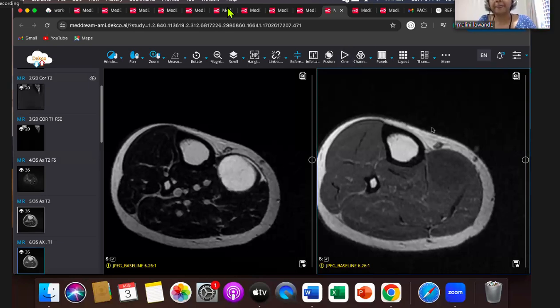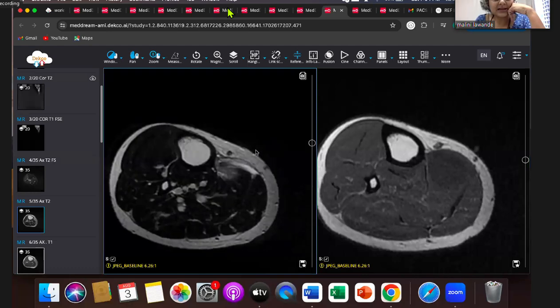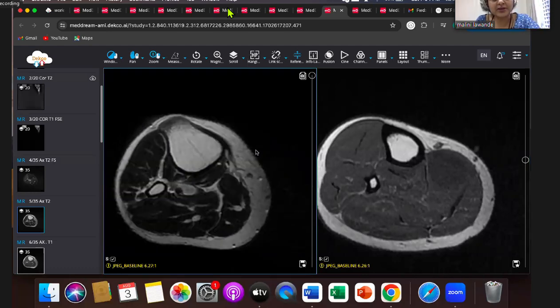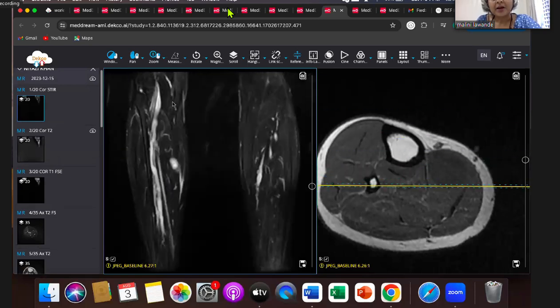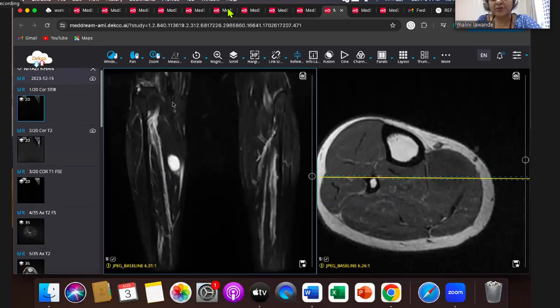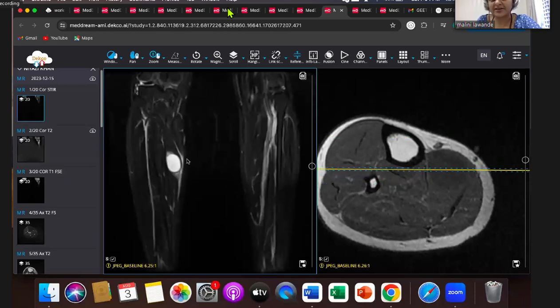Let's look at them. Baker's cyst, it is not, because with a Baker's cyst, you will expect it to come from the knee higher up between the medial gastrocnemius and the semimembranosus, and then it may extend down. This does not have any communication with the knee. So Baker's cyst will not think of.